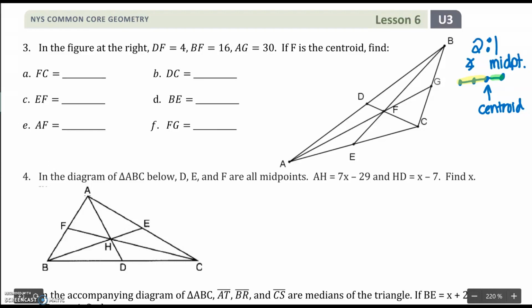So looking at that idea, F is going to be a centroid, and each line here, BE, AG, and CD, is a median. So in this, if DF is 4 and BF is 16, and all of AG equals 30, we can answer some of these questions. So looking at DC first.